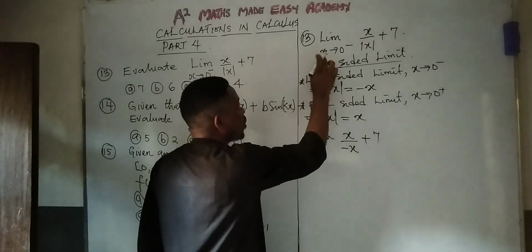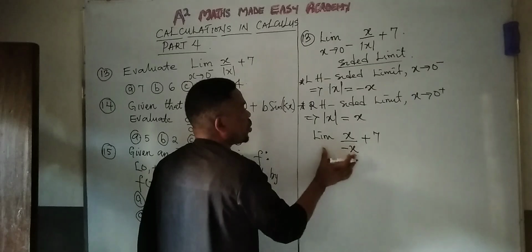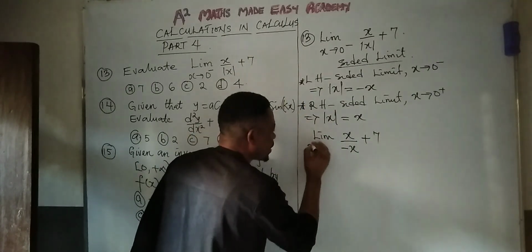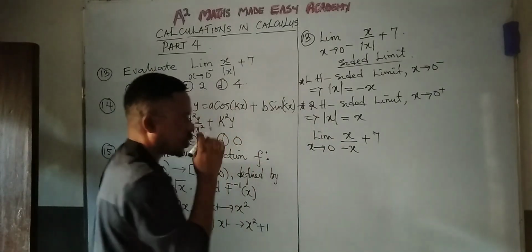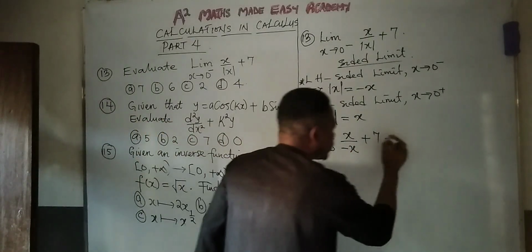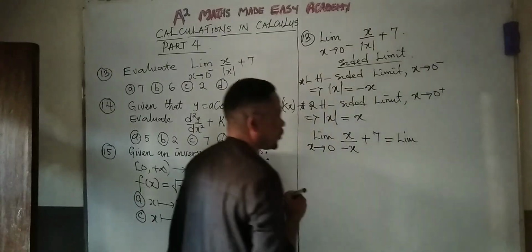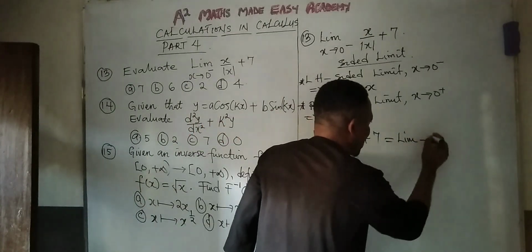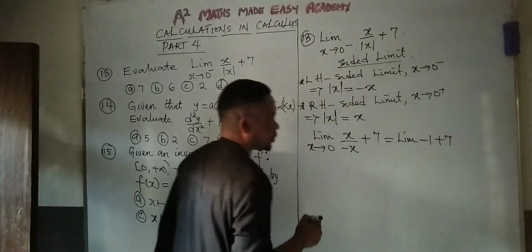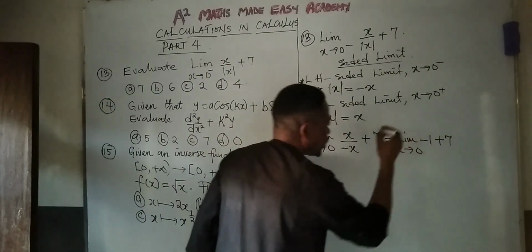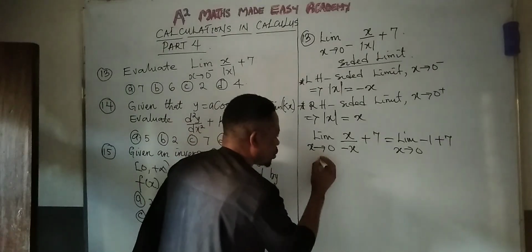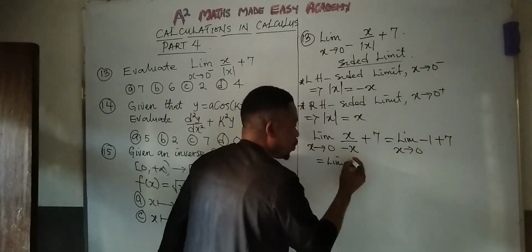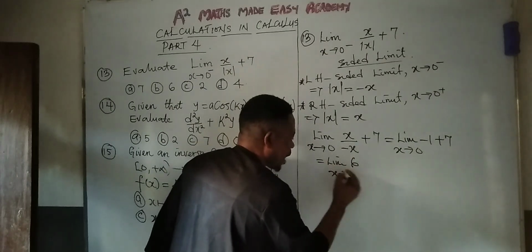And as I'm doing that, don't forget that this time around, it is no longer a sided limit anymore. It will now be an ordinary limit as x approaches 0. Have I made myself clear? Now if I continue, I'll be having the limit of x over minus x, which gives us minus 1, then plus 7, as x approaches 0. Can we continue? This is now the limit of minus 1 plus 7, which gives us 6, as x approaches 0.